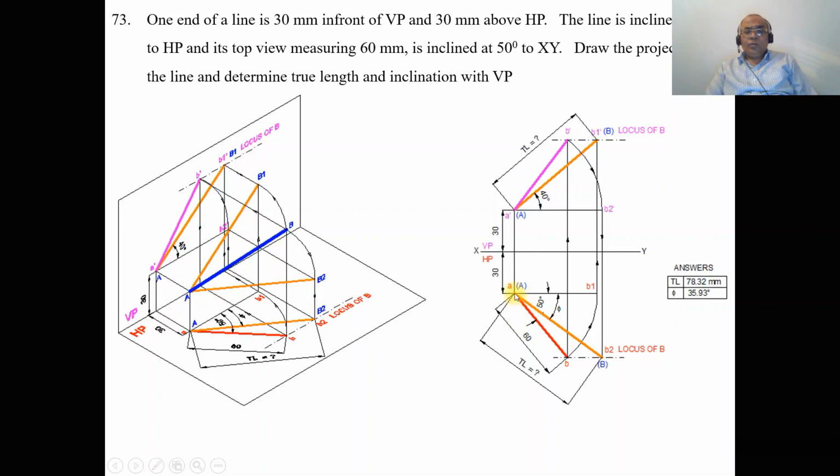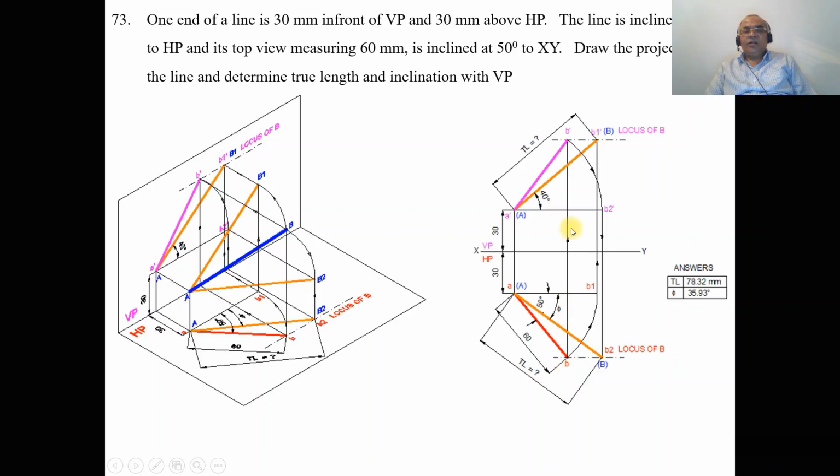Now, from here, by using the protractor, you measure an angle of 50 degrees with respect to this horizontal line and then draw an inclined line. By using the compass, you measure the distance of 60, cut an arc on that 50 degree line, and mark this point as small b. Then join A to B with a dark line. So now we got the top view.